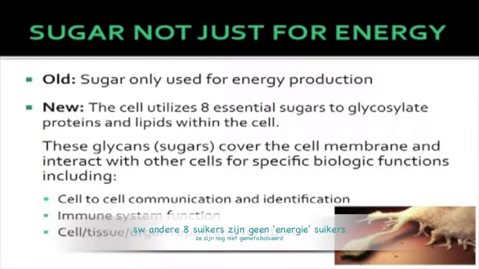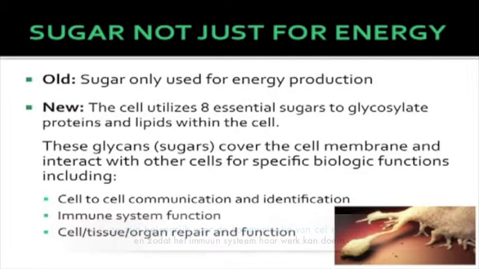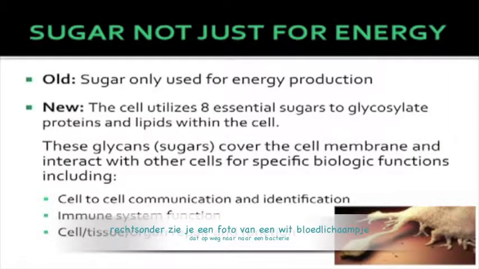These other 8 sugars are not fuel sugars. They're not metabolized. They're important for cell-to-cell communication, for the immune system to do its job. On the lower right, you'll see a macrophage, a white cell that is actually moving towards bacteria. And those sugars allow it to sense who belongs in the body and who does not.